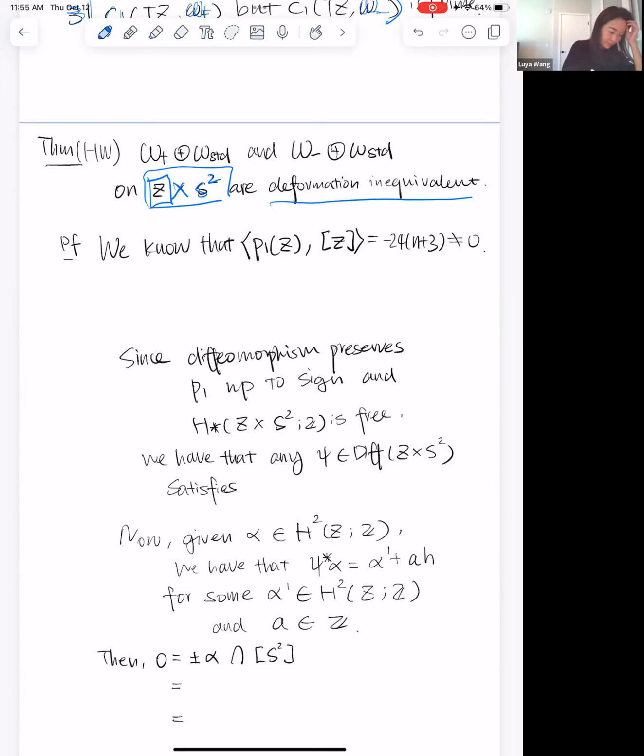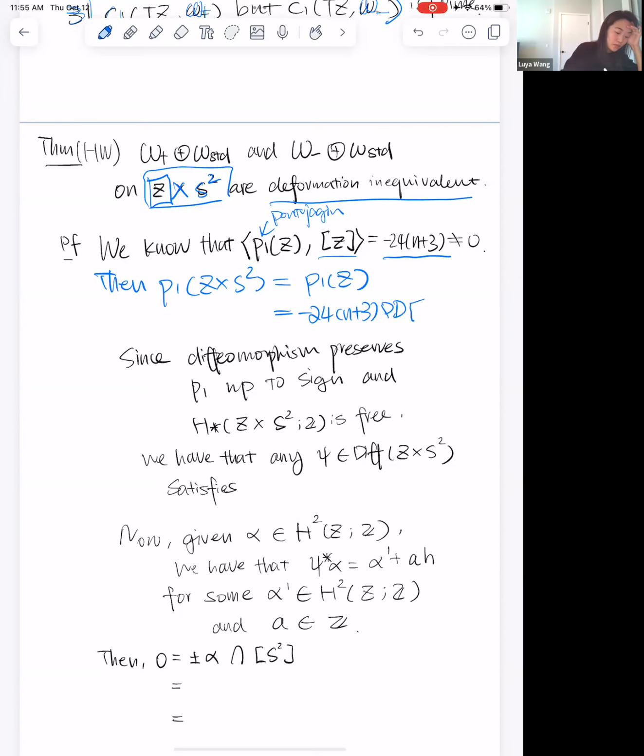We know that the first Pontryagin class, when you evaluate it with the fundamental class, is non-zero. This is just a calculation. So then we can compute P1 of our stabilized manifold, which is also non-zero. Now we recall that diffeomorphisms preserve the first Pontryagin classes up to sign.